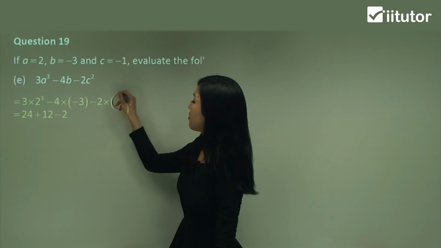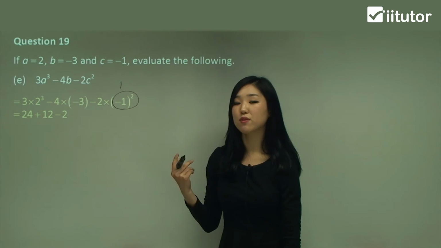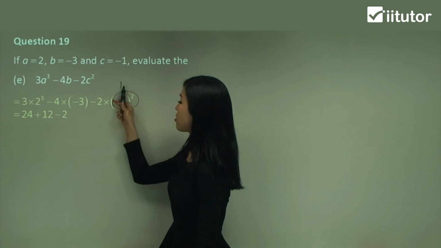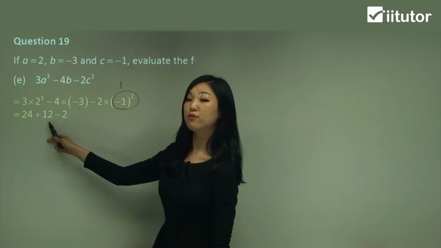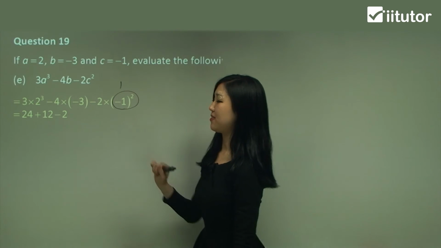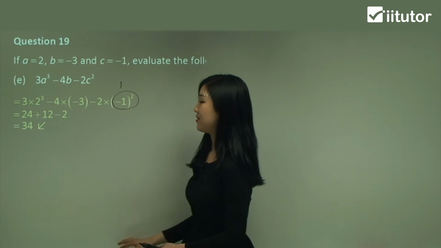Well, this one, first of all, what's this, guys? That's just positive 1. Negative 1 squared is positive 1. So negative 2 times 1 is negative 2. 24 plus 12 minus 2 is? What's that, guys? Simply 34. And that's the answer. Okay.